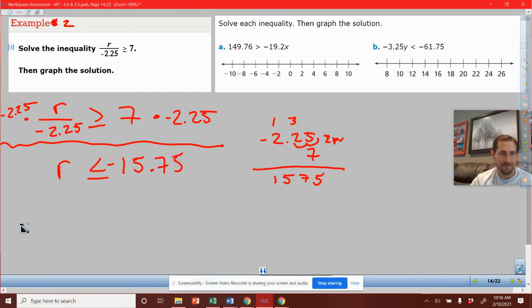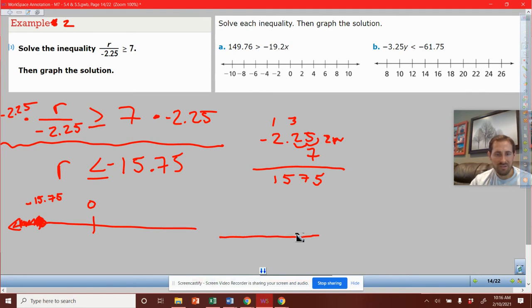So graph that. I just put negative 15.75. I'm going to put a closed dot. Okay, it's less than or equal, so we're going to go this direction.